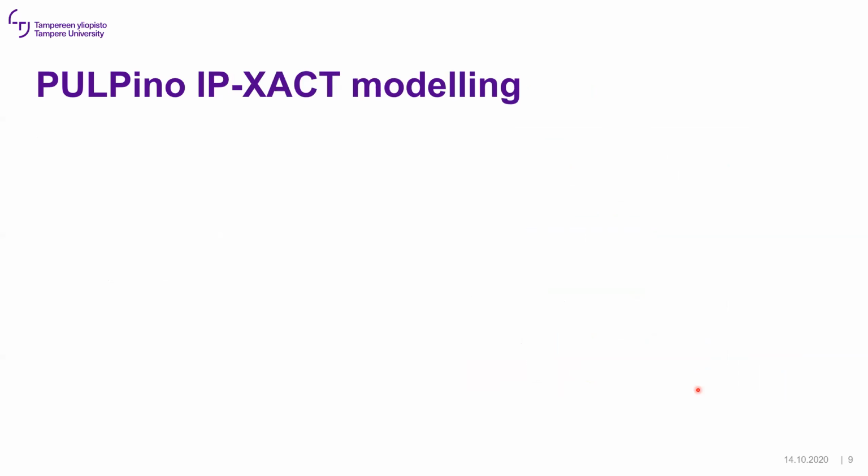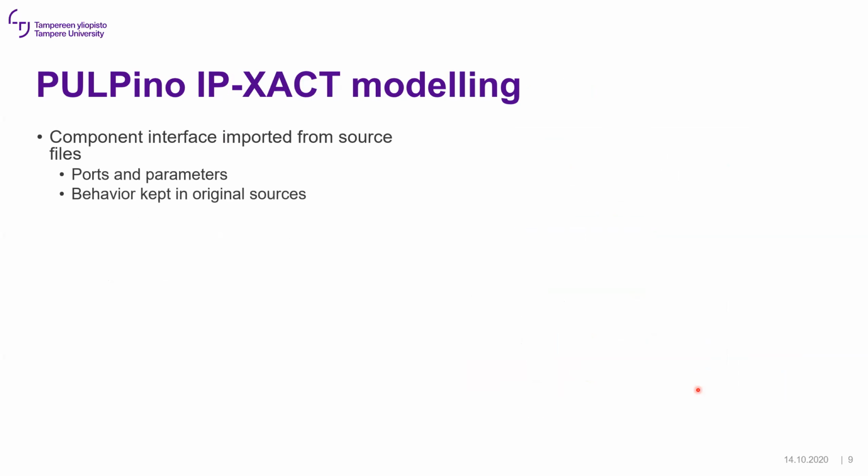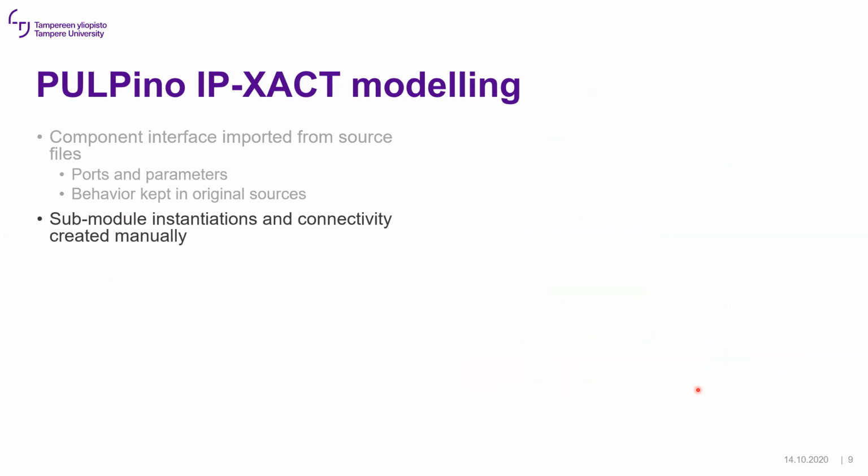And the effort we've done here is modeling this in IP-XACT. So we took the component interface from the source file using the Kactus2 import. We get the ports and the parameters. The behavior is still in the original source files, and they are referred from the component. The submodule instantiations and connectivity currently have to be done manually.